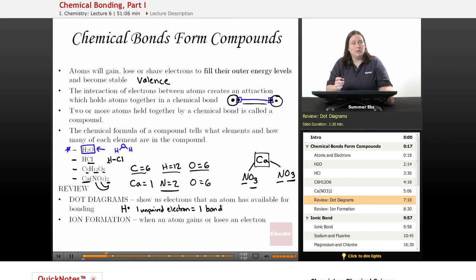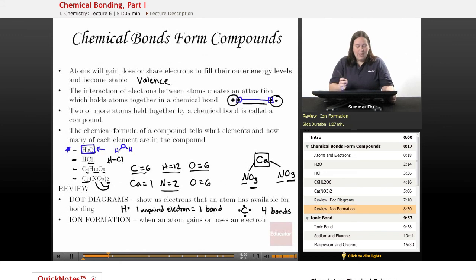Okay, something a little bit more difficult, or a little bit able to bond more, would have more unpaired electrons. Something like carbon. Carbon's dot diagram looks like this, with 4 unpaired electrons. 4 unpaired electrons means that carbon can make 4 bonds. Okay, we can tell what electrons are available for bonding by making the dot diagram. And the dot diagram is a diagram of what the outermost energy level of electrons looks like.